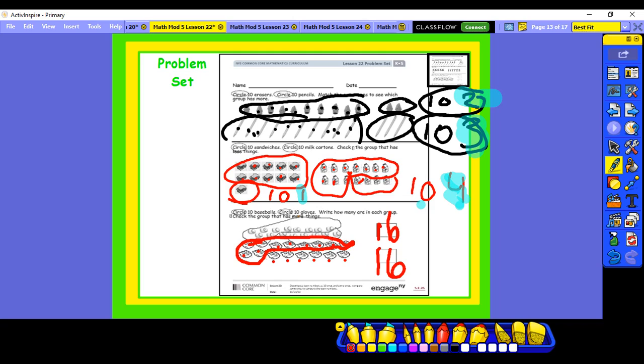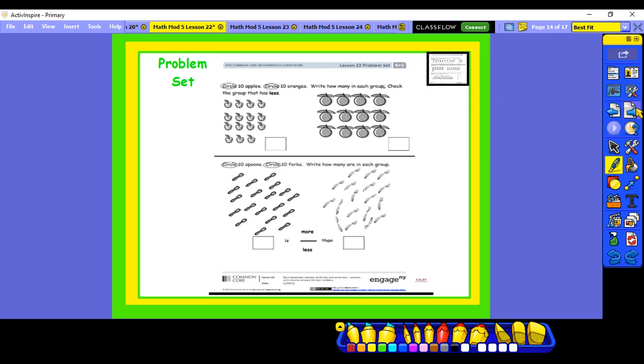Compare. Which group has more? What? Neither of them. How do you know? Because they're exactly the same. They don't have more, they don't have less. They are equal. The 6 in the ones place is exactly the same. I am so proud of you.